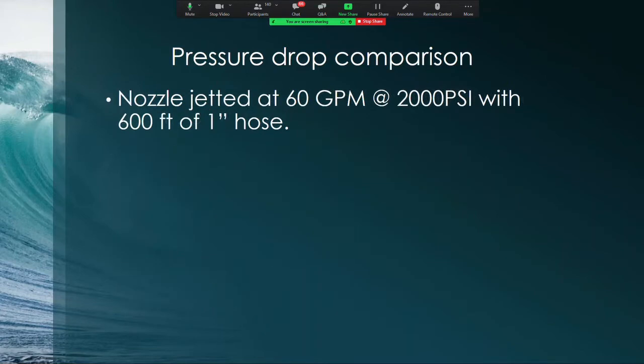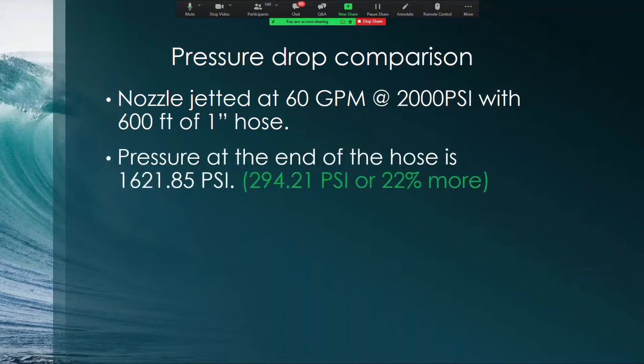I'm going to move forward, and now I've taken the same configuration, same hose and everything else, but I've rejetted the nozzle to 60 gallons a minute. So even though the truck is capable of delivering more, I'm only wanting to use 60 gallons a minute, 2,000 psi. Before I had an end pressure of 1,372 psi. Now I have a pressure of 1,621. I've come up almost 300 psi in pressure.